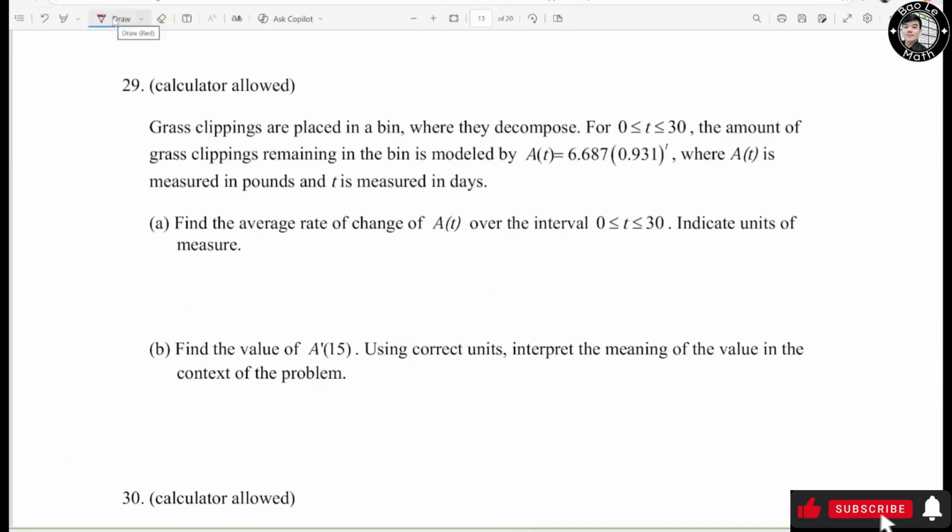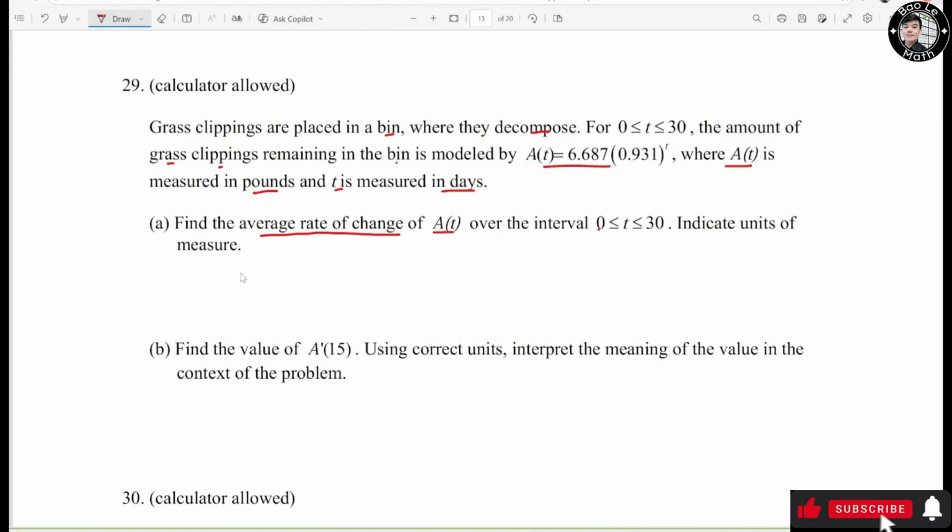Now let's move on to question 29. Grass clippings placed in a bin decompose for t between 0 and 30. The amount of grass clippings remaining in the bin is modeled by this equation, where A of t is measured in pounds and t is measured in days. Find the average rate of change of A of t over the interval 0 to 30.